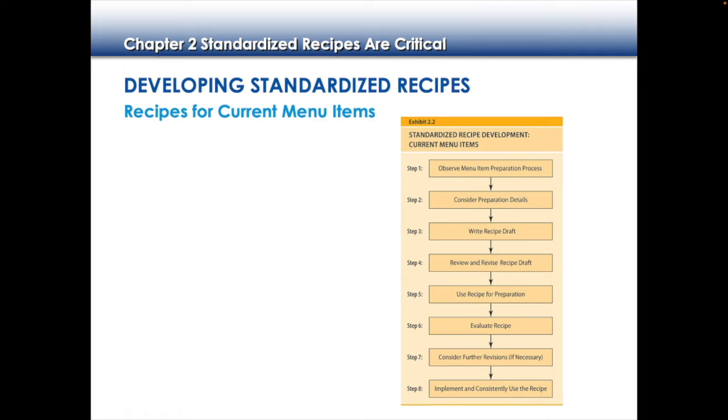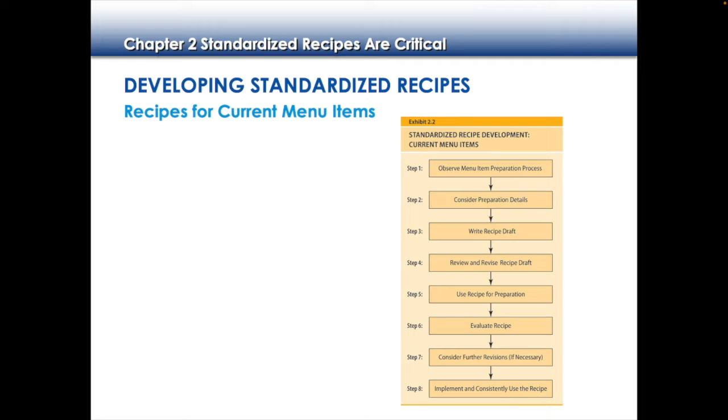Step five, use the recipe for preparation. Now, oftentimes I will hand the recipe to someone who's never used it before. And that way I can assure that they're using that recipe for preparation and not something else, or not trying to do it from memory. If I do the recipe that I've written, then chances are I'm likely to make an assumption in that process and not necessarily get it correct.